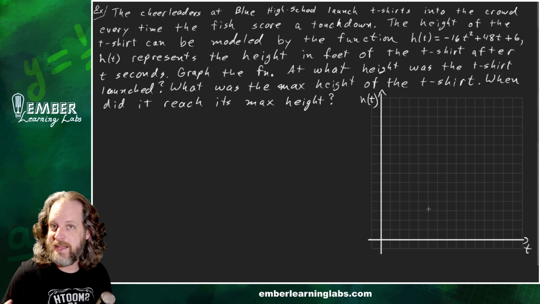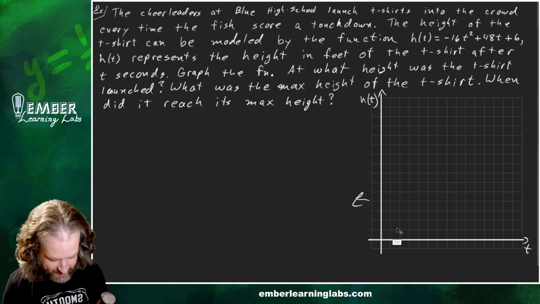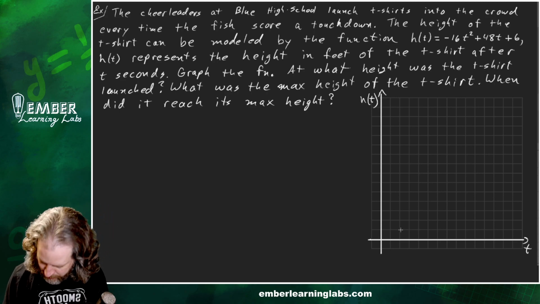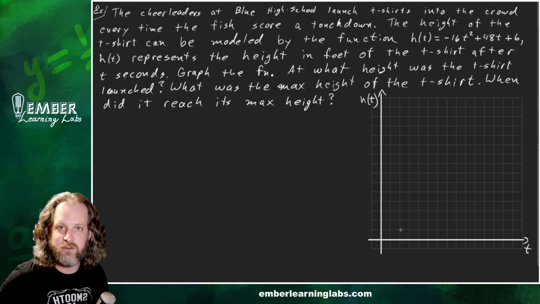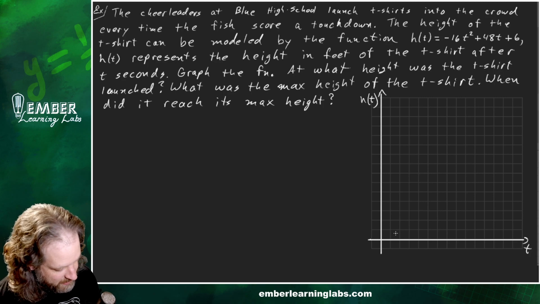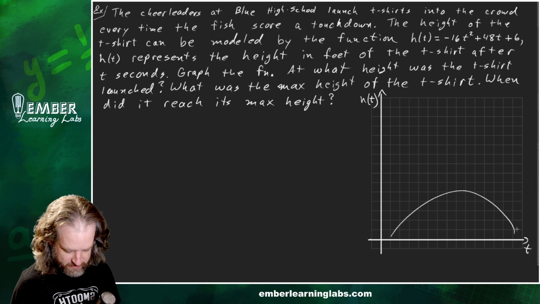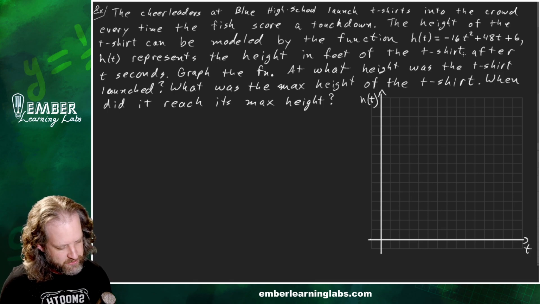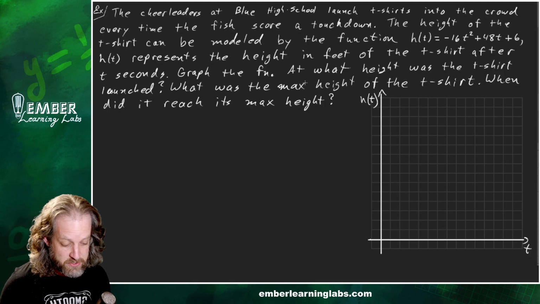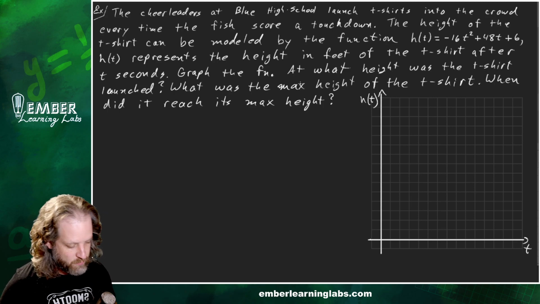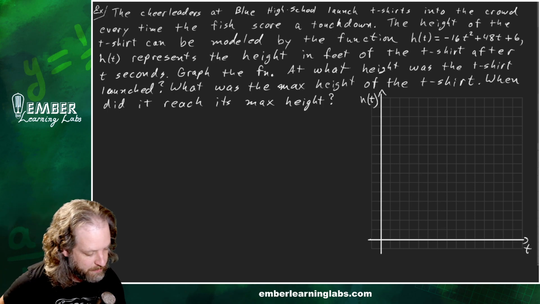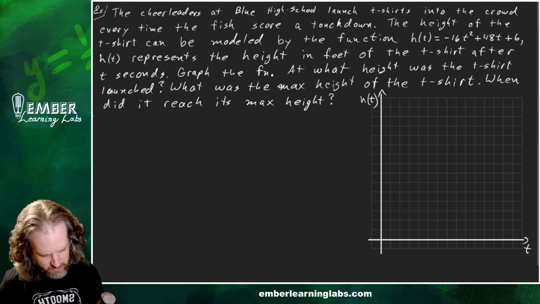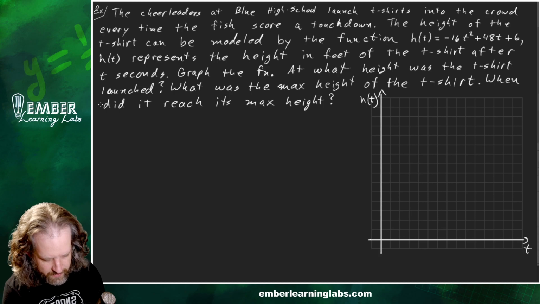Because time can't be negative, so we can't go this way, and we'll assume that these t-shirts are not going to crash through the floor and go down into the underworld or something, right? So it's going to be somewhere in this space. That's what's going to happen. We're going to take a look at this function, and we're going to start by graphing it, just the same way that we've done in the past. So let's grab our function.